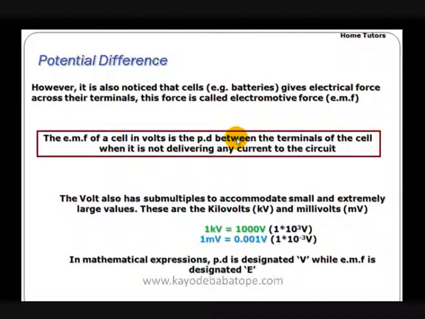That is, it is the potential difference, that is the amount of energy, the power possessed by a cell that has no external load connected to it. Alright? The EMF of a cell in volts is the potential difference between the terminals of the cell when it is not delivering any current to the circuit.